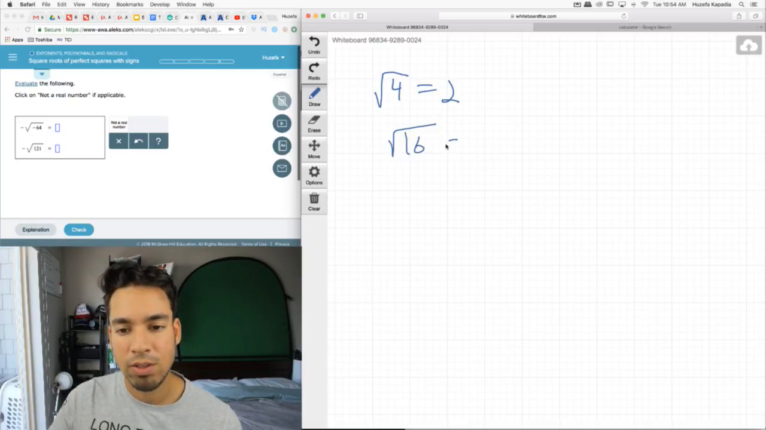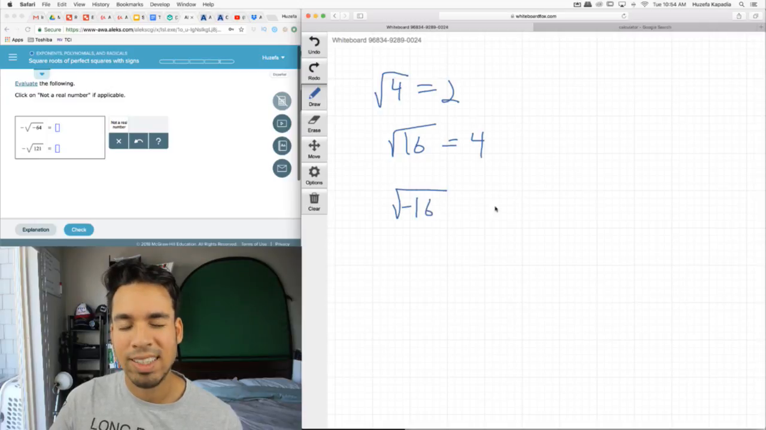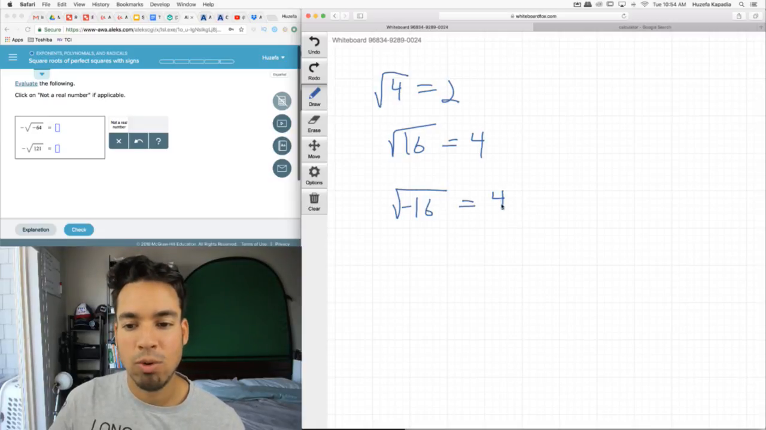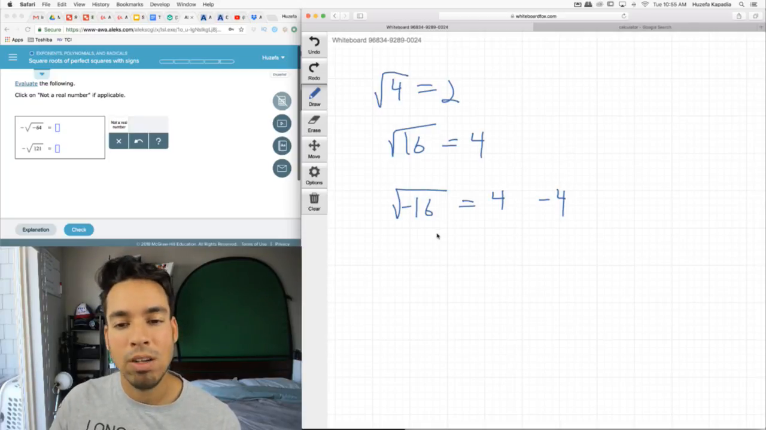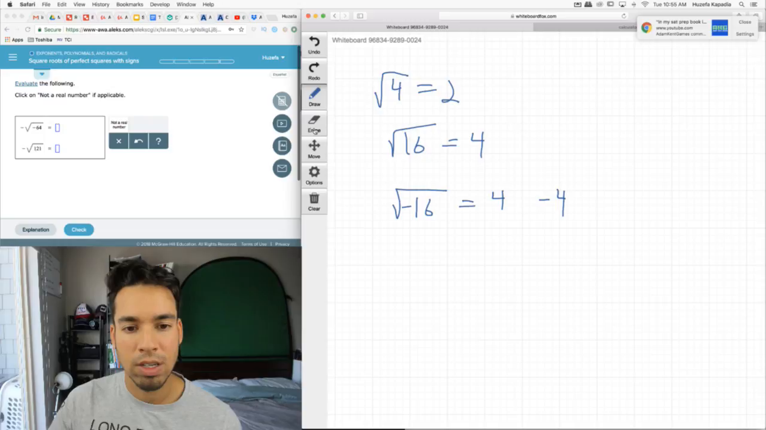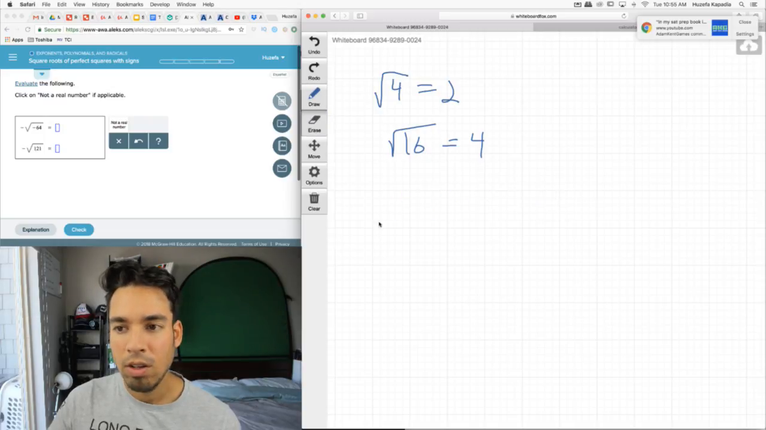Square root of 16 is 4. But why can't we take a square root of a negative number, like negative 16? Because there's no number that when multiplied against itself gives you negative 16. 4 times 4 gives you positive 16. Negative 4 times negative 4 also gives you positive 16. No real number times itself gives you a negative. So that's when we say it's not a real number.